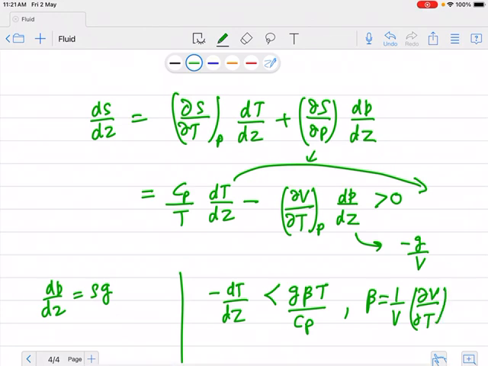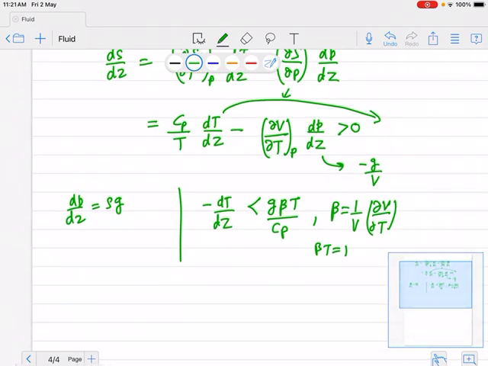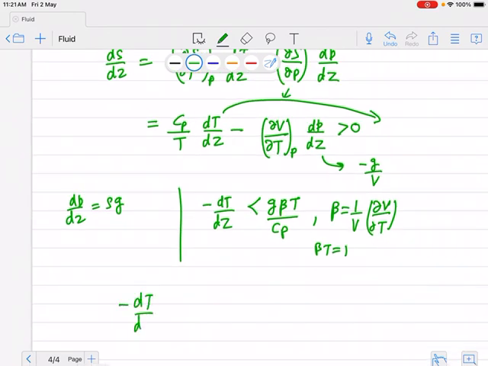For a column of gas in equilibrium, which can be taken as a thermodynamically perfect gas, we know that beta times T is equal to 1. So it reduces in a very simple manner: minus dT upon dz is less than g upon Cp. So convection occurs if this condition is not satisfied, that is, if the temperature decreases upwards with a gradient whose magnitude exceeds the value given by this. Then only is convection possible.